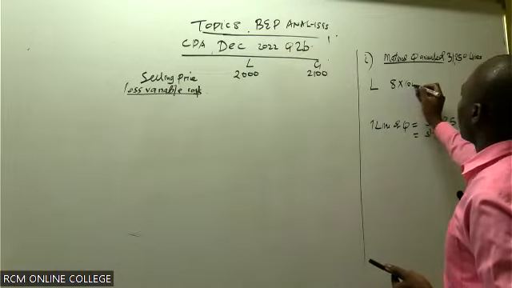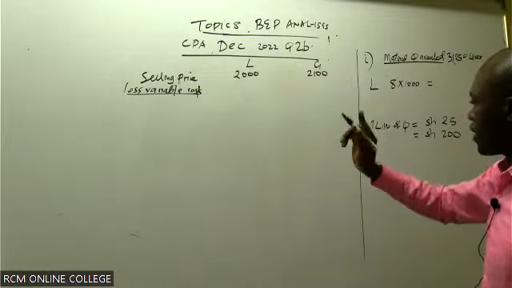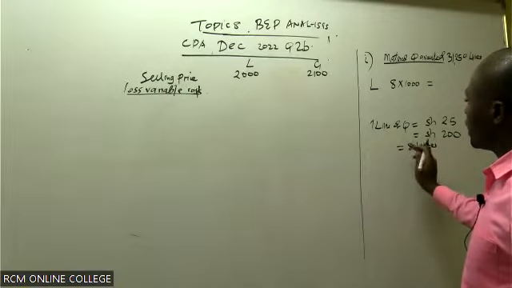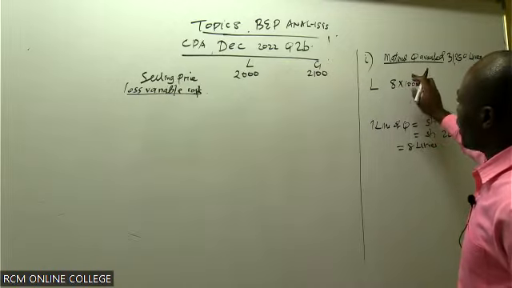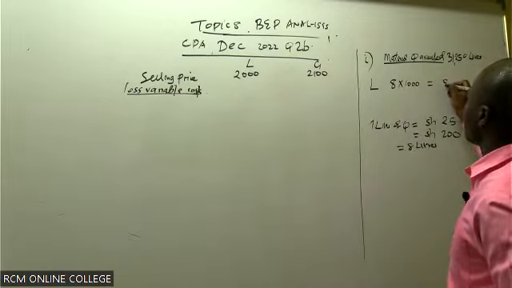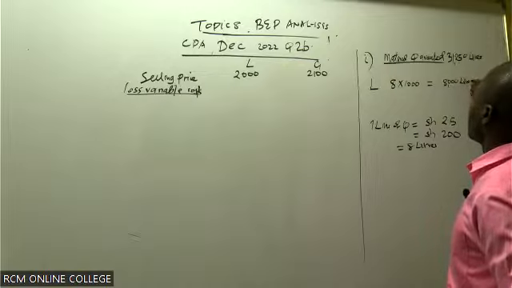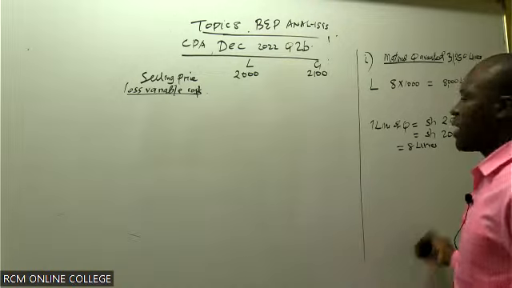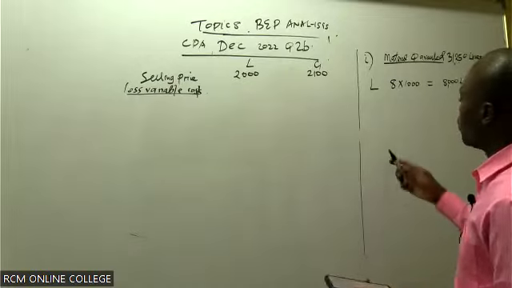1,000 units of L. So if we need 8 liters to produce 1 unit of L, and the market demands 1,000, it means we need 8,000. We need 8,000 liters to produce all the units demanded by the market. That is product L. How about G?